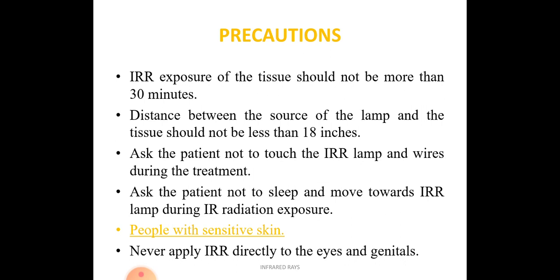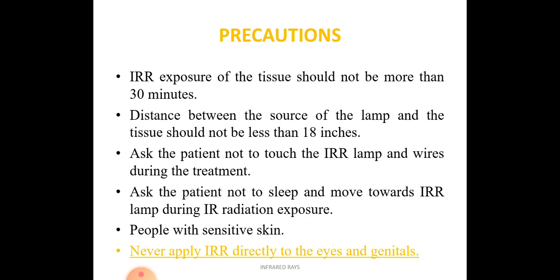For example, the patient is having diabetic neuropathy, so the sensations will be affected. So there are chances of burns with this infrared radiation. Now IR should not be directly applied to eyes and genitals, okay, because they have an adverse effect. So eyes should be covered properly, and it should definitely not be near the genitals.